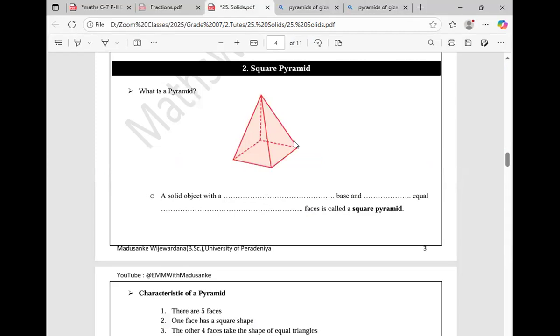So what is the specialty of this? What is the thing that you need to remember? Having a square at the bottom, and there are four triangles on the sides. Yes, excellent, superb. When you consider the bottom side of this pyramid, in the bottom you have a square. All the four sides are equal, square shape.